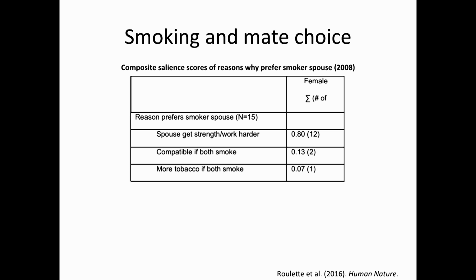The females are saying they prefer a spouse who uses tobacco because they get strength and work harder. So this is the reemergence of that cultural model of tobacco and drugs again. I want my spouse to use it because essentially, they will get stronger, they will work harder, they will bring more resources back. Hey, maybe it's compatible if we both smoke, or maybe there's more tobacco if we both smoke.